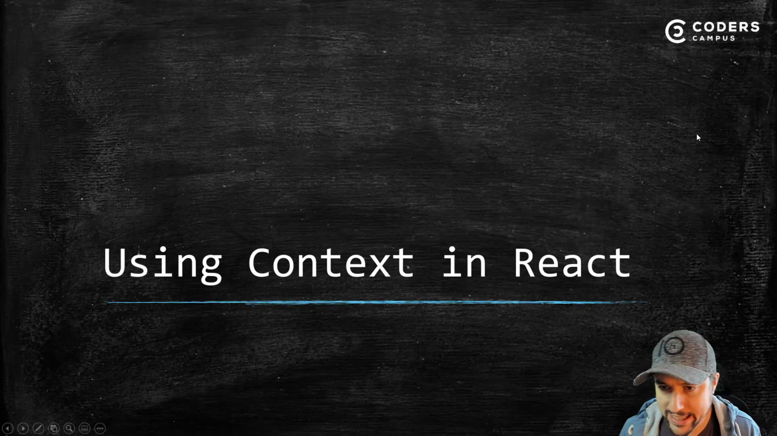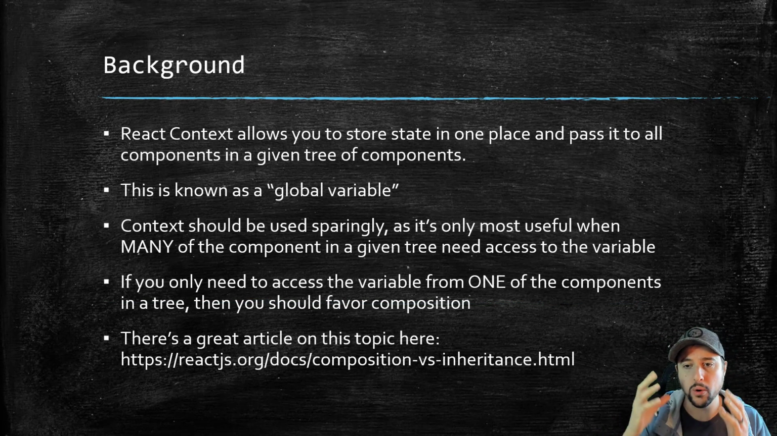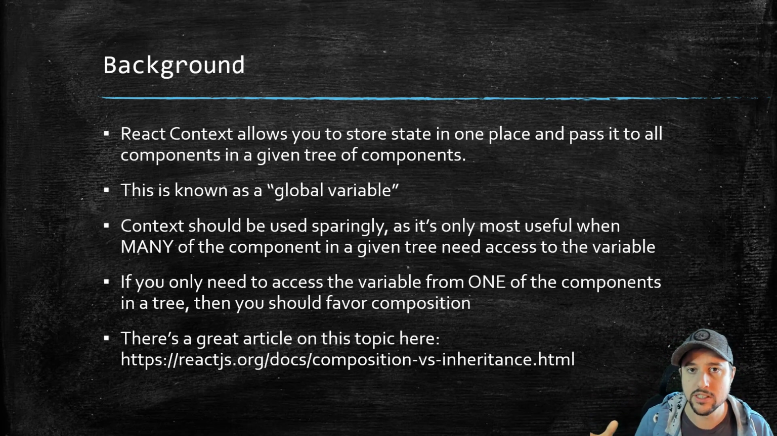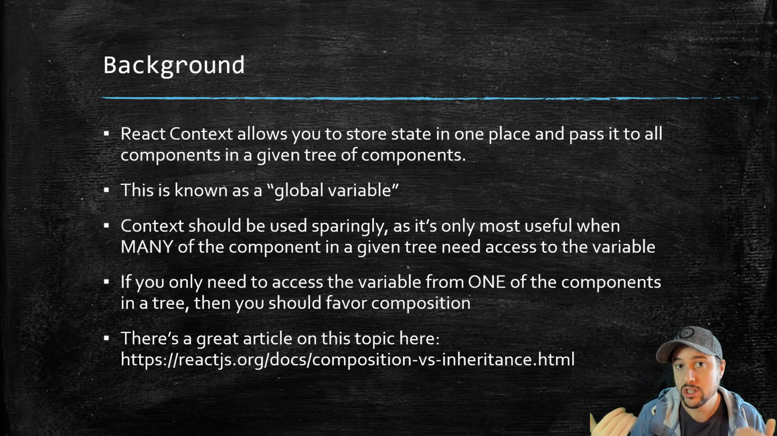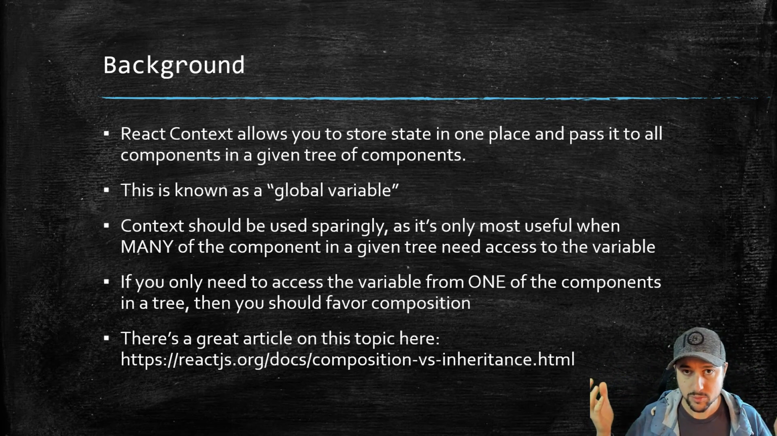All right, so welcome back. Let's dive into it. Basically, some background on what this is. React Context allows you to essentially store state in one place and pass it through all of the components in a given tree of components, which could literally be all of the components in your app if you wanted it to be. This is essentially known as a global variable, right?